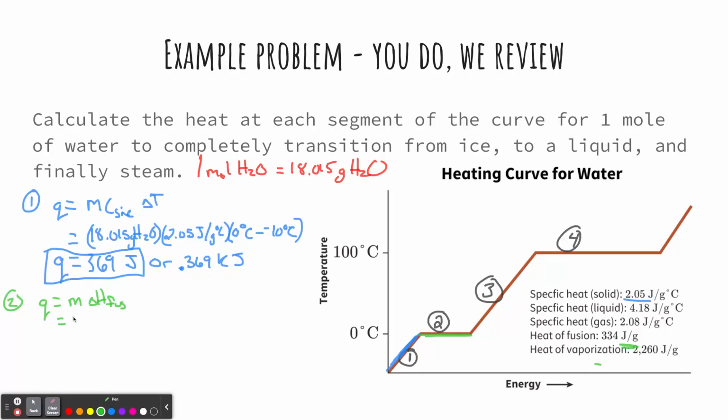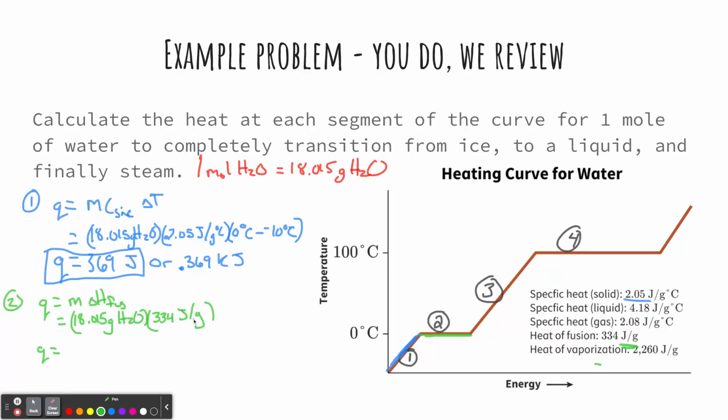So we've got 18.015 grams of water. Again, that's just simply equal to 1 mole of water. I'm not making that number up. Okay, and then our heat of fusion is 334 joules per gram.